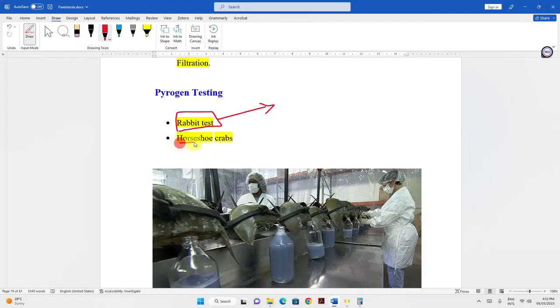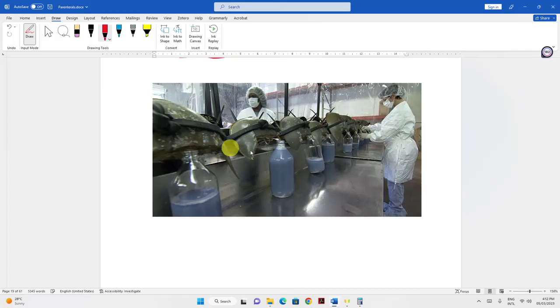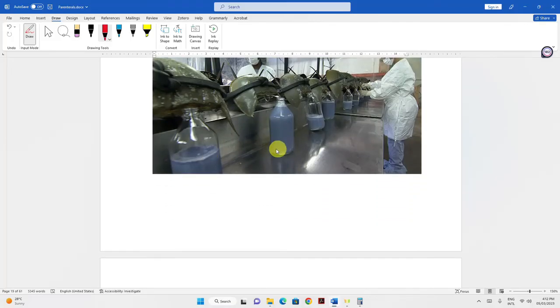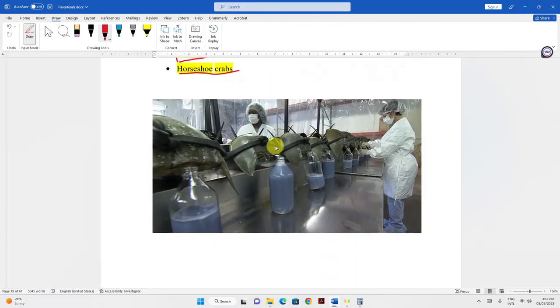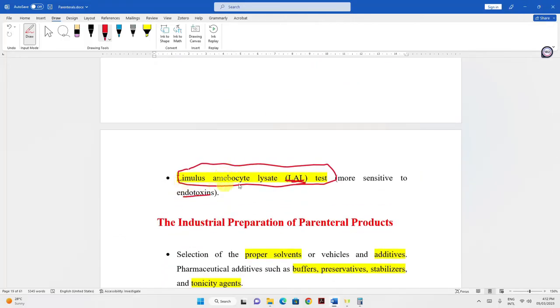They get it from horseshoe crabs. You see here the horseshoe crabs, and they get the enzyme from them, and they found that this enzyme that you see in the bottle, with a very small quantity of endotoxin, solidifies, or becomes viscous, or becomes turbid, and they used that in order to develop the Limulus amebocyte lysate test, which is very sensitive to endotoxin.